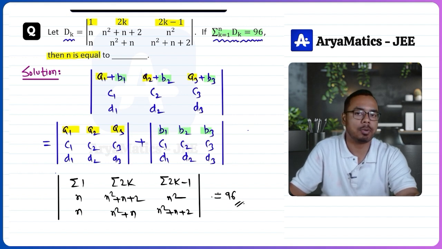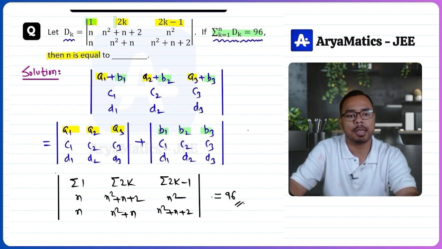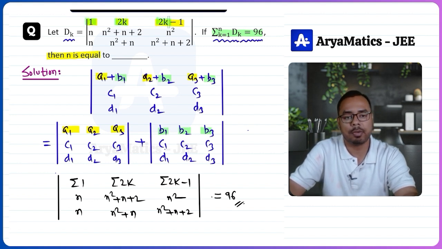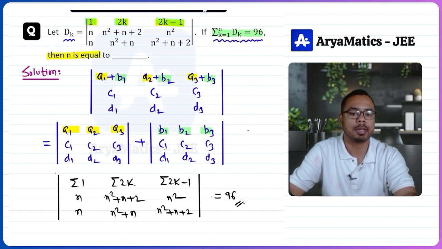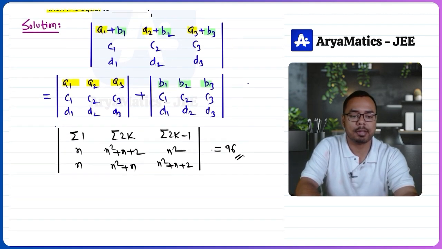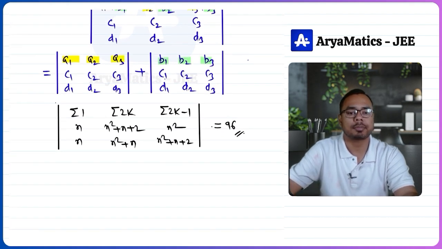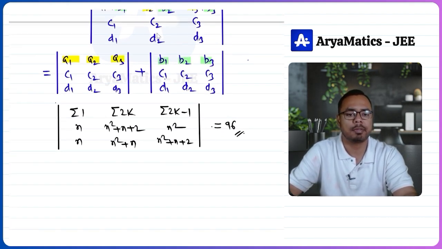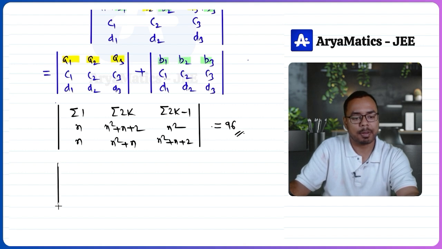So this is one important property, but remember that this variable k must be along any one row or any one column. Then only we can take this sigma notation inside, right? So we can take that sigma inside the first row, and now we have to expand this determinant. First, we have to simplify those terms.